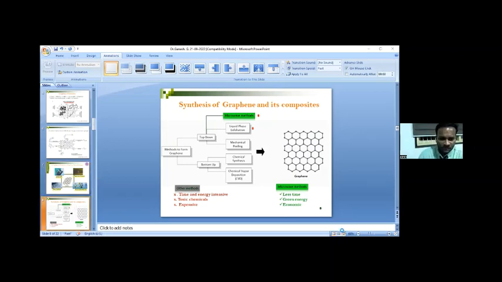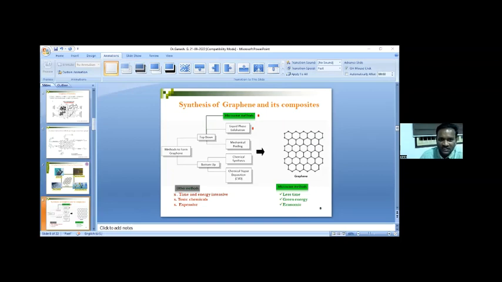So the disadvantages of other methods are that they are time and energy intensive, need toxic chemicals, and are somewhat expensive. Whereas the microwave method is green technology. You can say it needs green energy. It's somewhat economical, not very sophisticated, and you can prepare the graphene in less time. As a result, I would like to prepare the magnetic graphene using microwave technology.